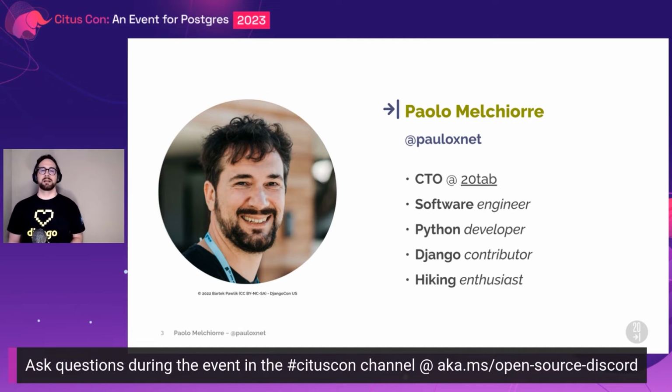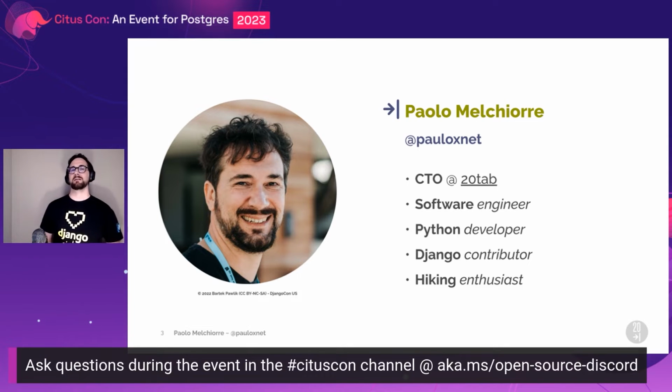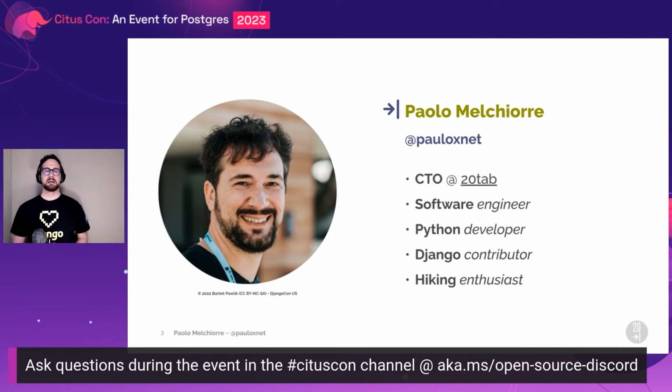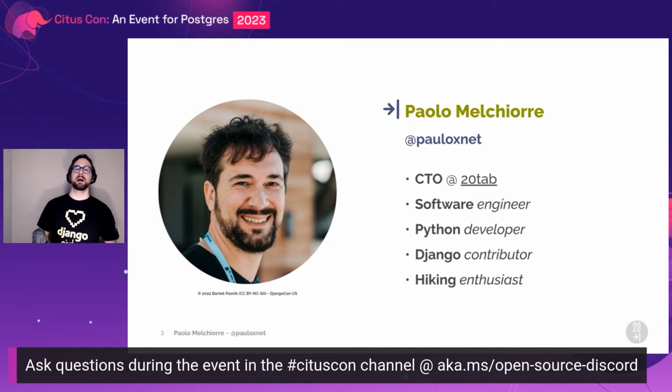I'm Paolo Melchiorre and I'm the CTO of 20tab, a digital product company based in Italy. I'm a software engineer and a long-time Python backend developer. After using Django for a few years, I became a contributor to the project. I also really like hiking in the mountains, so in this talk, I decided to build with you a map where I can put all mountain peaks I've reached.